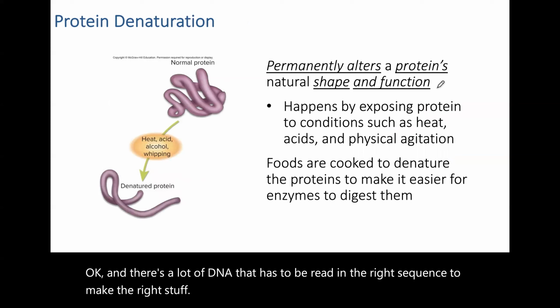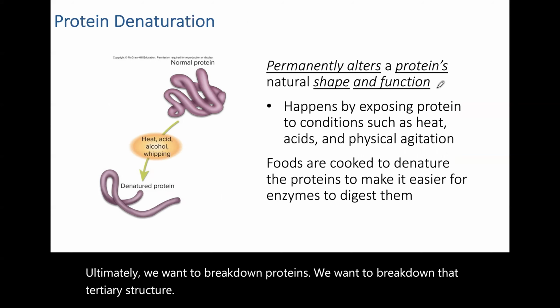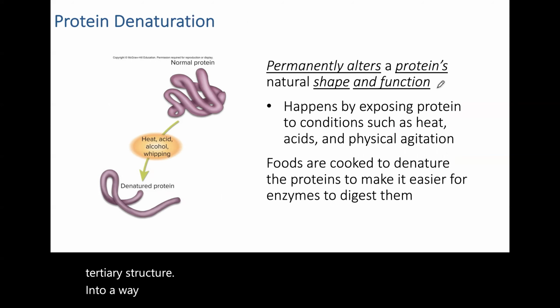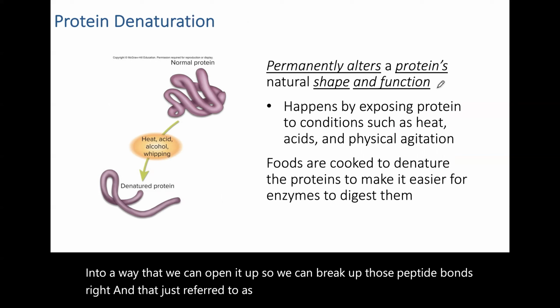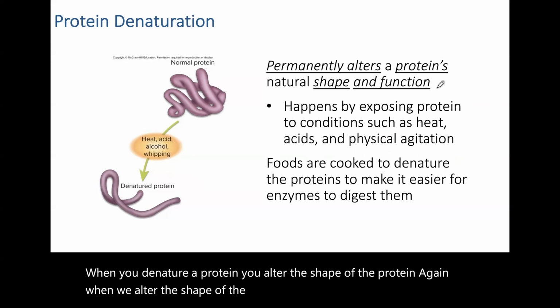Ultimately, we want to break down proteins, okay? We want to break down that tertiary structure into a way that we can open it up so we can break up those peptide bonds, all right? And that's just referred to as protein denaturation. When you denature a protein, you alter the shape of the protein. Again, when we alter the shape of the protein, we alter the functionality of that protein as well.